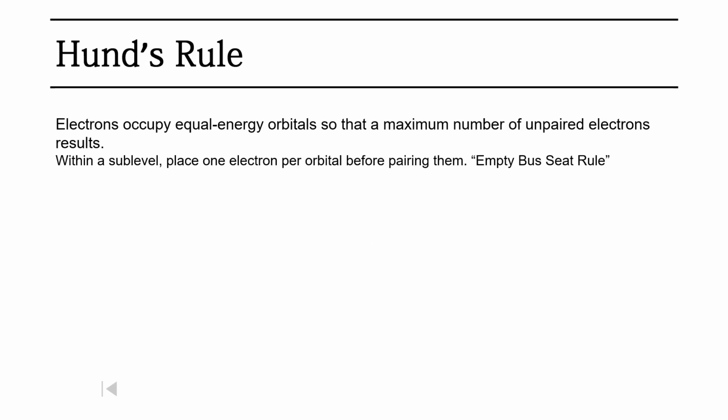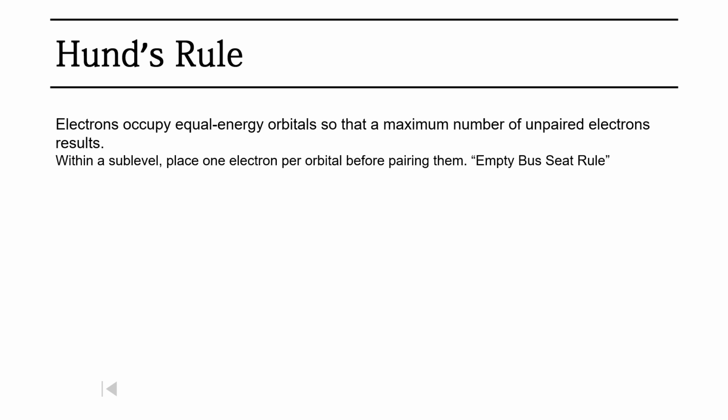The next important rule is Hund's rule. Electrons occupy equal energy orbitals so that the maximum number of unpaired electrons exist. For example, consider the empty bus seat rule. Within a sub energy level, place one electron per orbital before pairing them.